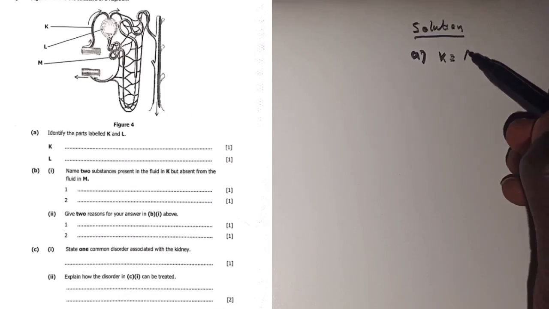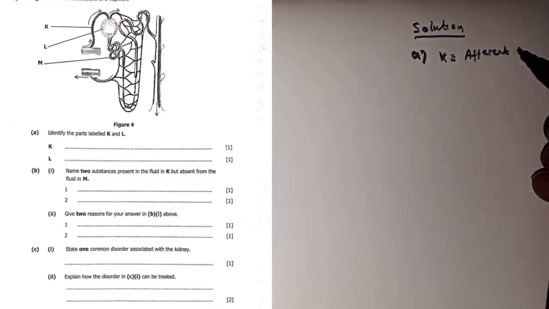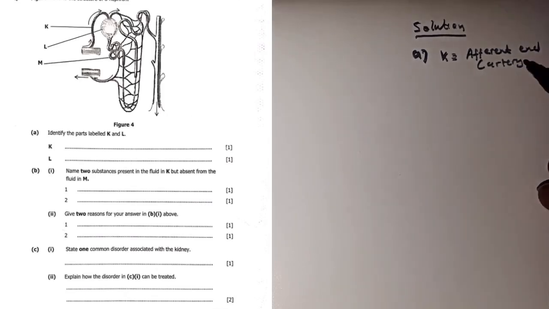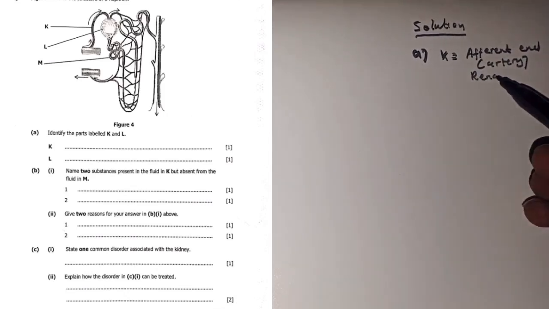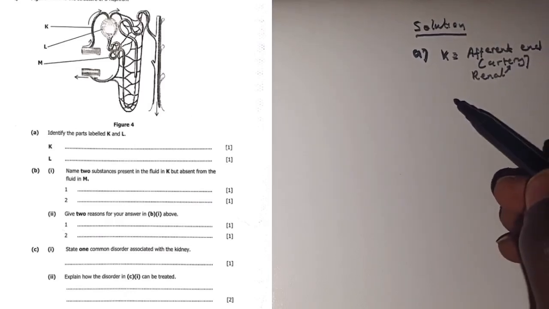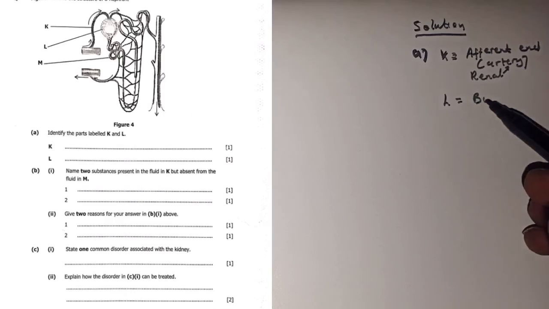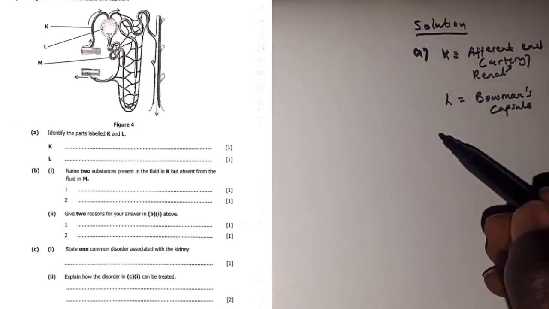K, we can all see that is the afferent, bringing blood. That's the afferent end, and that is the artery end. That is the renal artery. You can say renal artery because renal means kidney, and it goes to the kidneys. So that is K, and then we also label L. What is L? L, that is the Bowman's capsule. That's where the glomerulus is found. Okay, then B.